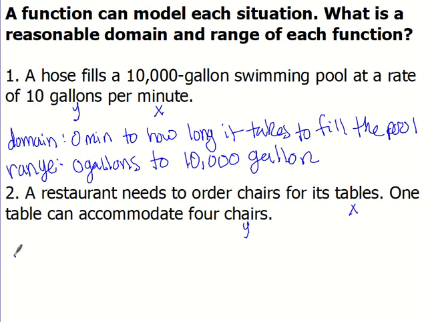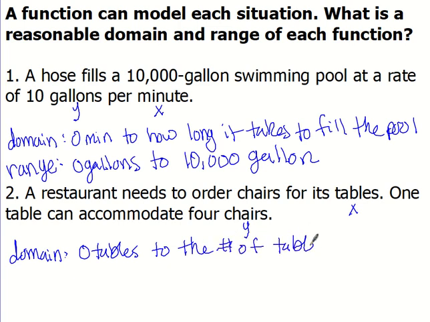So the domain is going to be 0 tables, right, before they start filling the restaurant, to the number of tables needed. I'm going to put the number symbol, number of tables needed. Let me rewrite that so it's in better handwriting. All right, I don't know how many tables the restaurant needs, or has, so it's just 0 tables to however many tables they need.